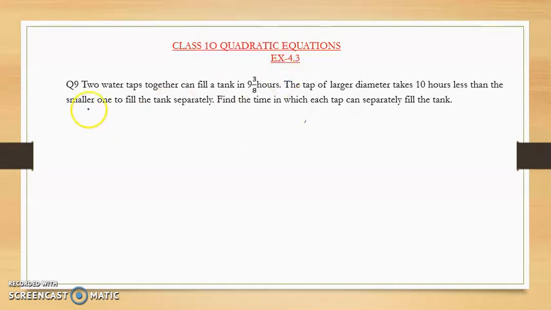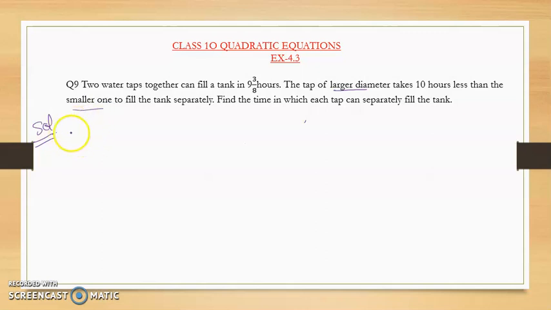Now see what question number 9 says. Two water taps together can fill a tank in 3/8 hours. The tap of the larger diameter takes 10 hours less than the smaller one to fill the tank separately. Find the time in which each tap can separately fill the tank. Same thing students, as I told, from the word problems try to convert into mathematical form. Now there are two taps, one tap is of larger diameter and the other is of smaller one.